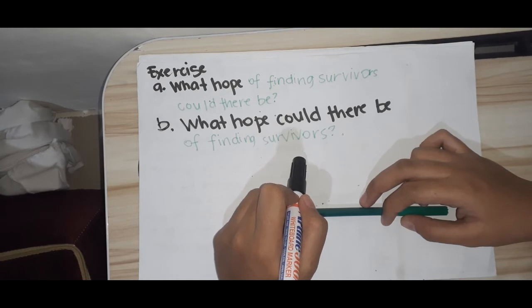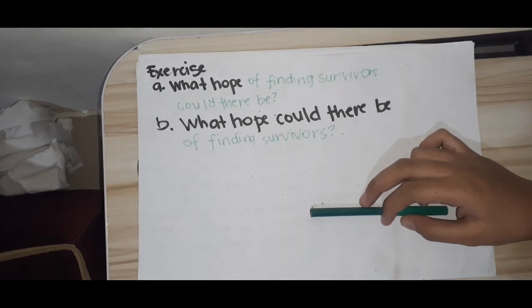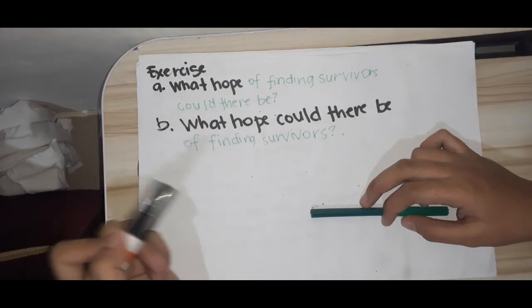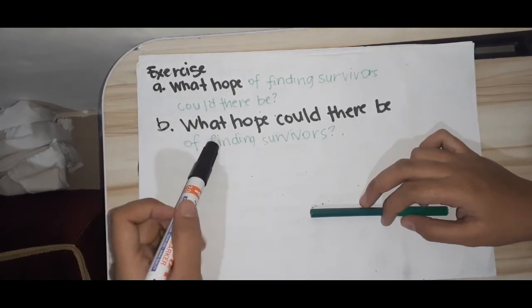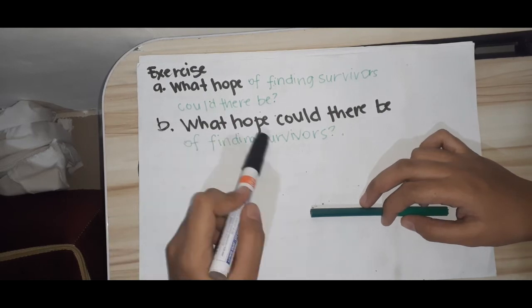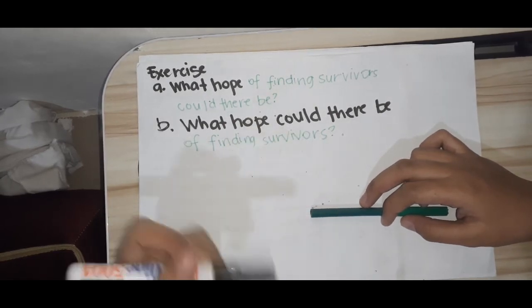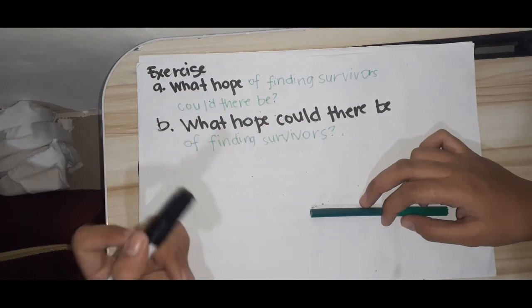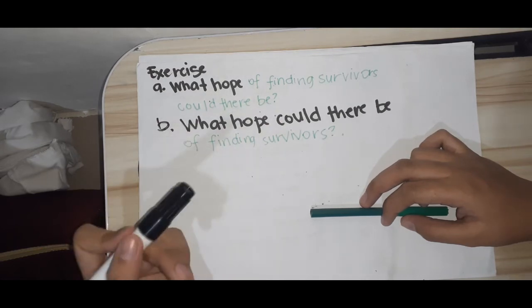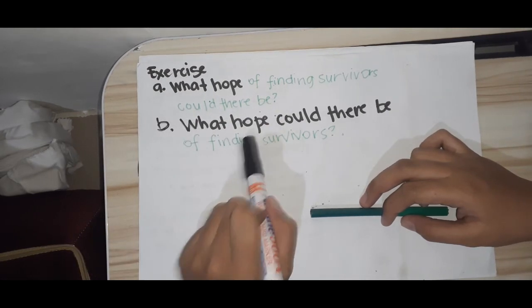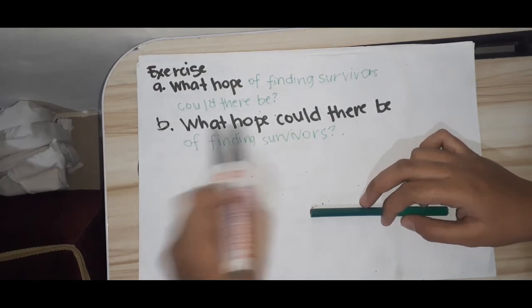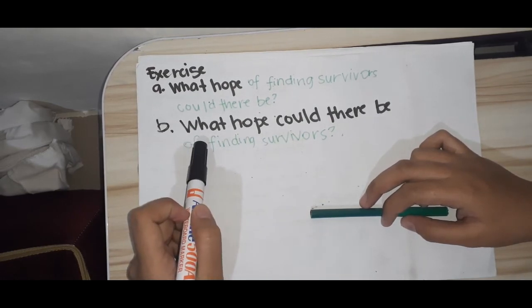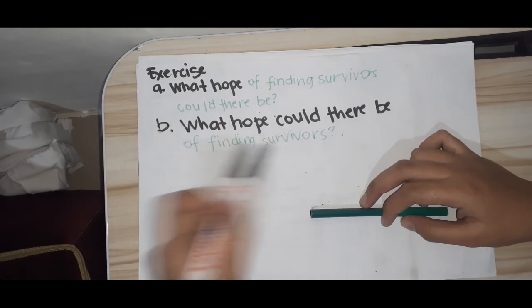We can account for letter B because the copy theory provides us with an answer. If we suppose that WH movement places a copy of the complete QP, what hope of finding survivors, at the front of the overall sentence, that is what is happening in this sentence.